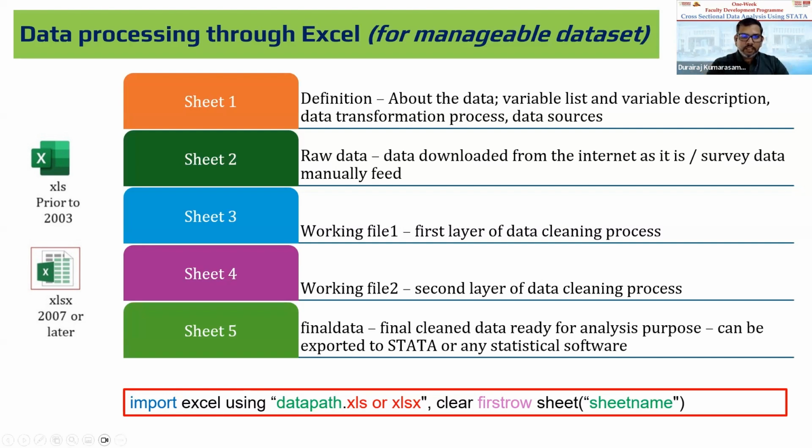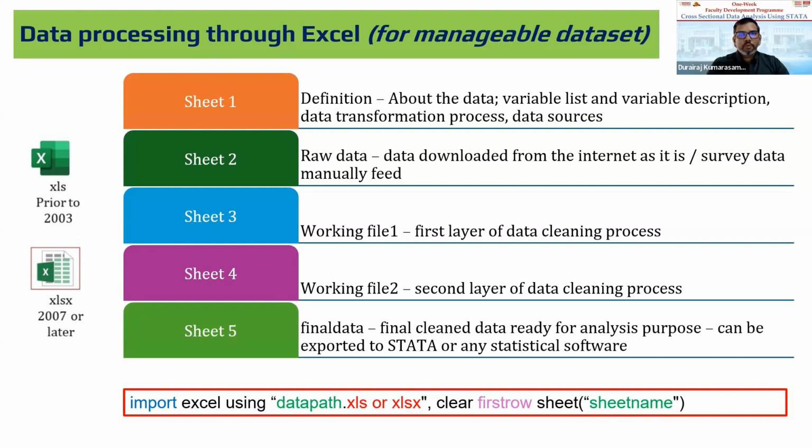Now you have 5 sheets here. Which sheet has the final data? You have to give that sheet. So within the bracket, within the code, give either sheet 5, or if you renamed sheet 5 as final data, then you call final data. That's it. So if you run this command, it will import the data and it is ready for further analysis.